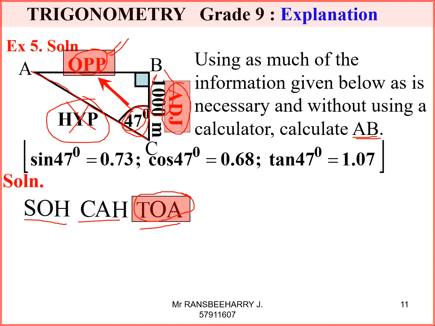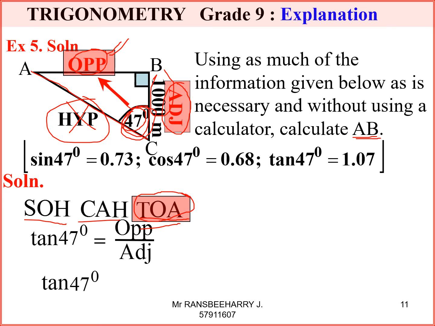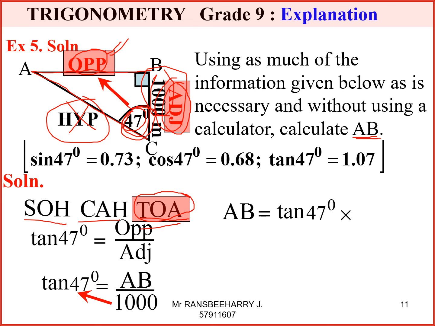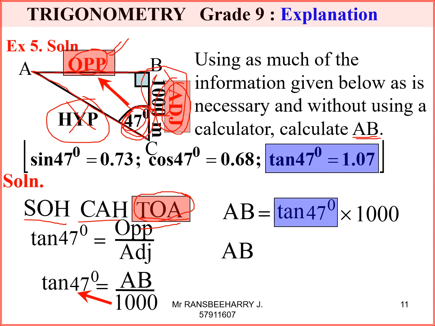Tan of 47 degrees is equal to opposite over adjacent. TOA means tan is opposite over adjacent. Now we replace: tan 47 is equal to the opposite, which is AB, divided by the adjacent, which is 1000. Now to find AB, we cross multiply. So AB is tan 47 times 1000.